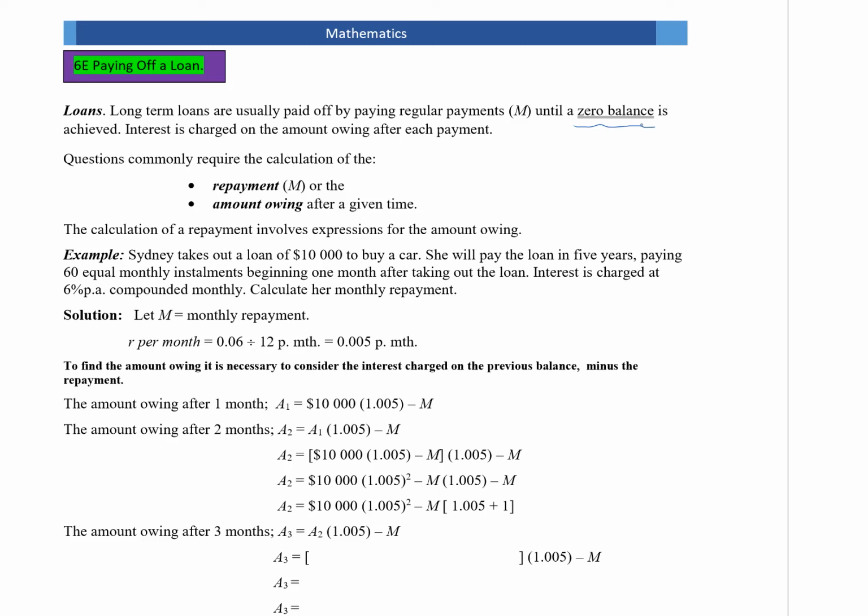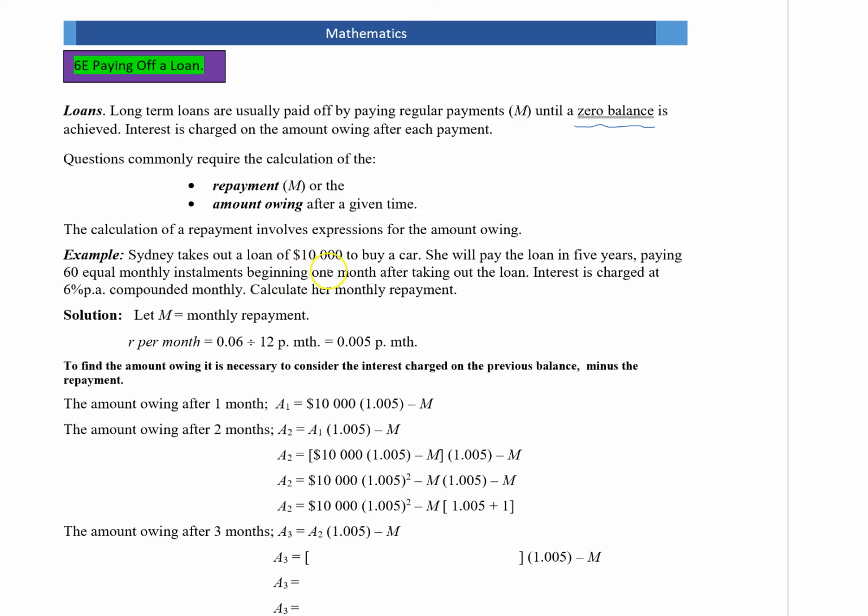But well before that, we've got to establish that there is a GP actually existing. So we have a few things to define. So we're going to call our repayment M, and obviously then we're looking at the amount owing after a given time. So let's have a look at this example.